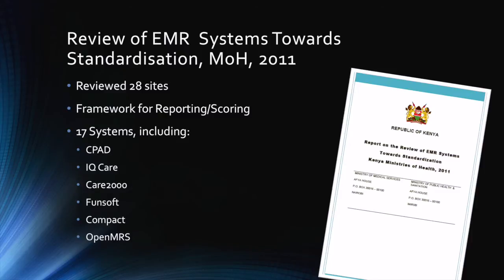And then they did a review in 2011 of how the systems that were currently in place were adopting those standards and those guidelines for how they should roll them out. And they reviewed 28 sites and found 17 different systems. Some of them are listed here. And they found that in particular, the CPAD system and the IQ Care and OpenMRS were quite good at adhering to these standards. So there's a bit of a kind of circular thing in that OpenMRS and IQ Care have been around for quite a long time and have been funded quite well in terms of these HIV and AIDS programs. So they informed some of the strategy, but also they are adopting international standards.